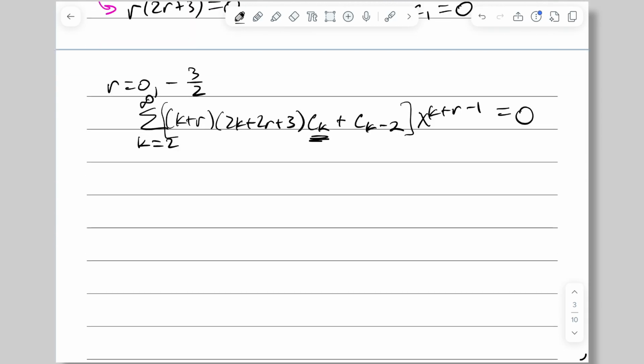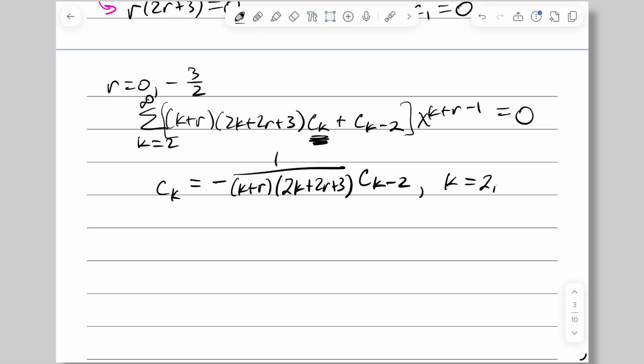As before, we're going to solve for the constant that has the largest subscript. So here we have c sub k is equal to negative 1 over the quantity of k + r times the quantity of 2k + 2r + 3 times c sub k minus 2. And I'm going to note that k starts at 2, goes to 3, 4, etc. From this, we're going to get two recurrence relations.